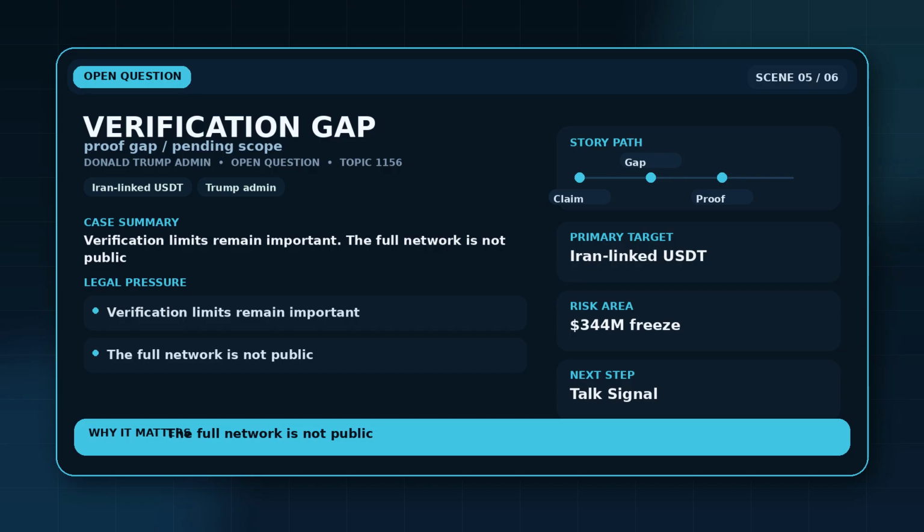Verification limits remain important is where evidence stops, and the full network is not public defines the proof that would make the next claim safer. That keeps the uncertainty useful. It tells viewers exactly which assumption should not be treated as fact.